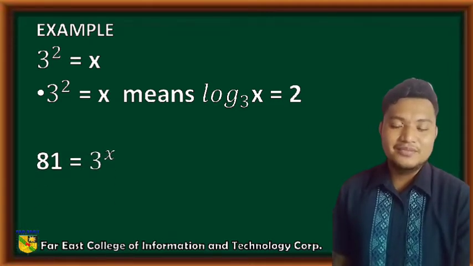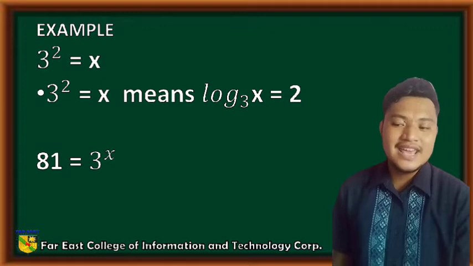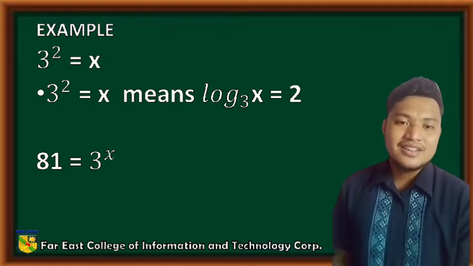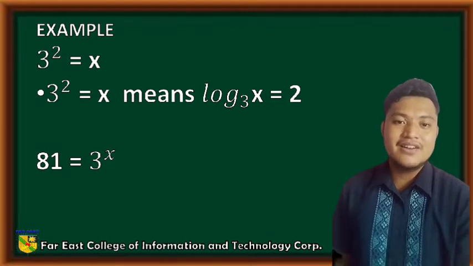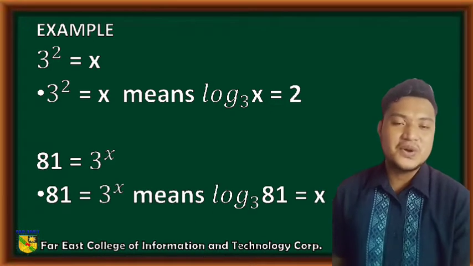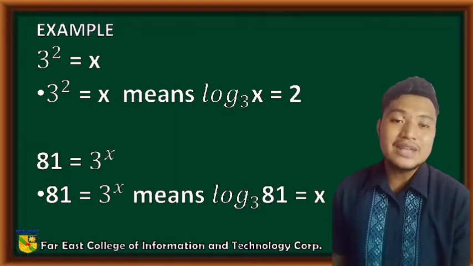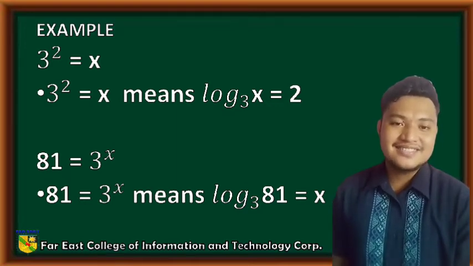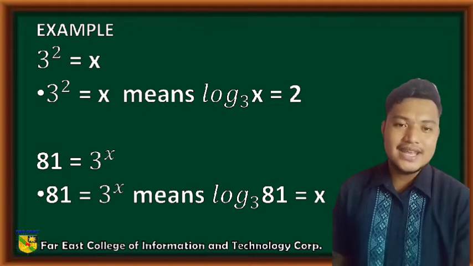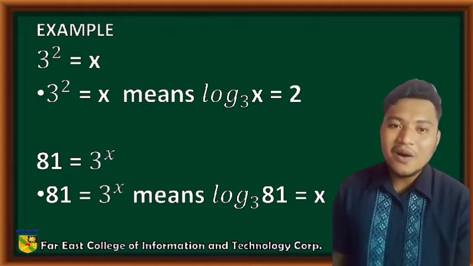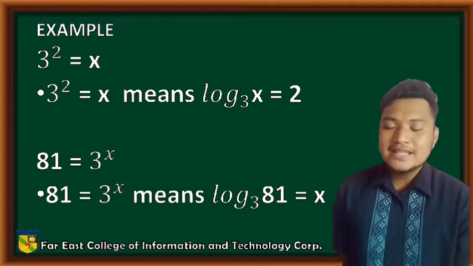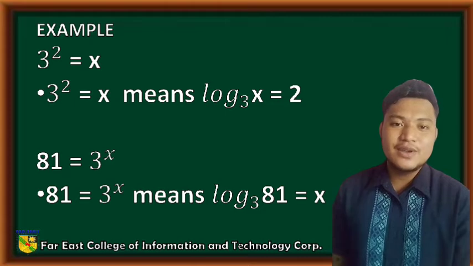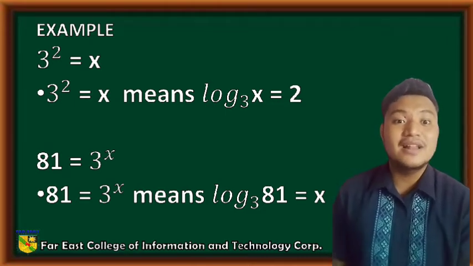Another example is 81 is equal to 3 to the x power. Paano magiging logarithmic form ito? 81 is equal to 3 to the x power means log base 3 of 81 is equal to x. Don't confuse. Pinagbaliktad lang po ang equation. Imbis na nauna yung mga base tsaka yung exponent, nauna yung equal to. So nauna si 81 tapos equal na siya.